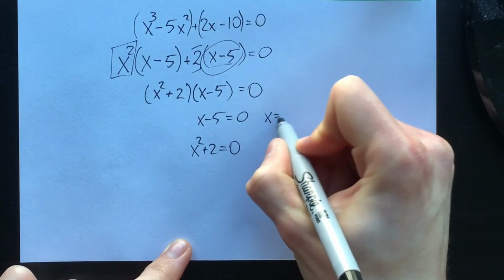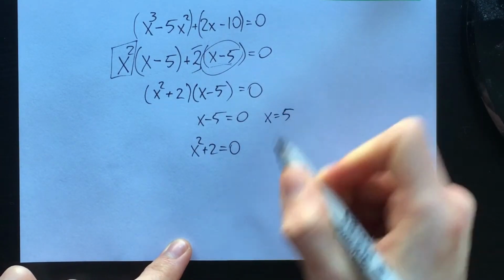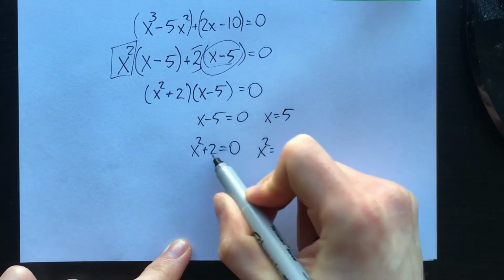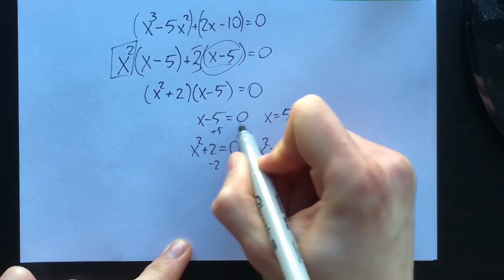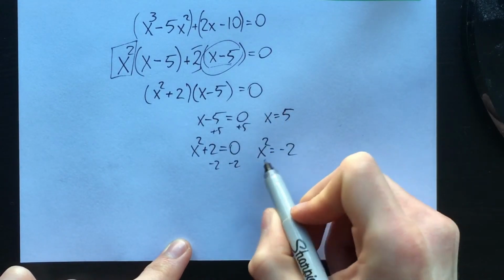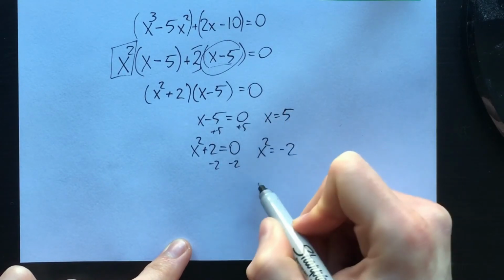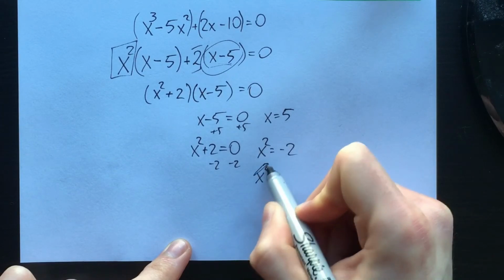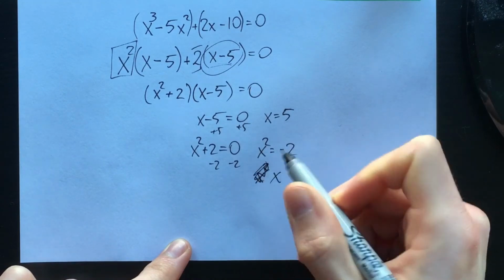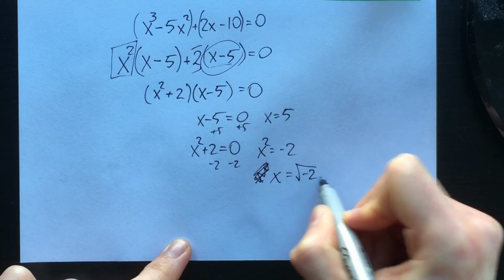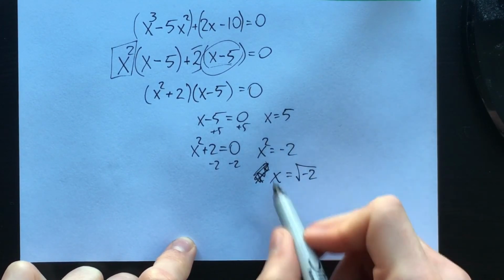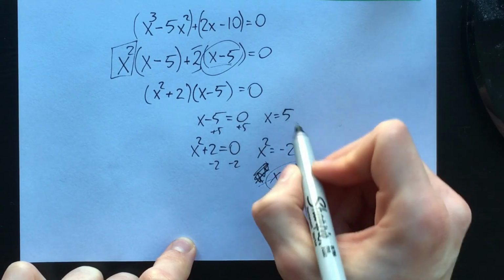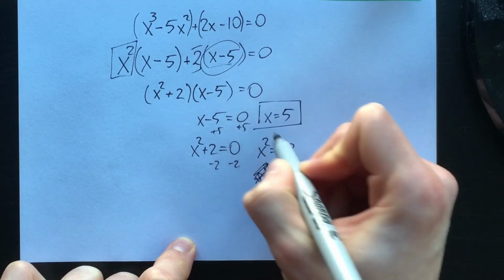So here, x equals 5. Here you have x squared is equal to negative 2, right? We subtracted 2 on both sides here, and here we added 5 on both sides. Take the square root of both sides, and you have just x is equal to the square root of negative 2. Can we have that? No, that's an imaginary solution, so this is not a real solution. So our only real solution is x is equal to 5.